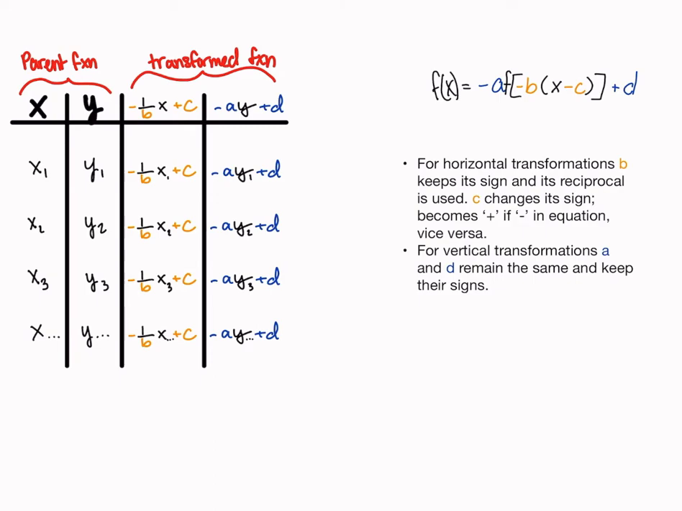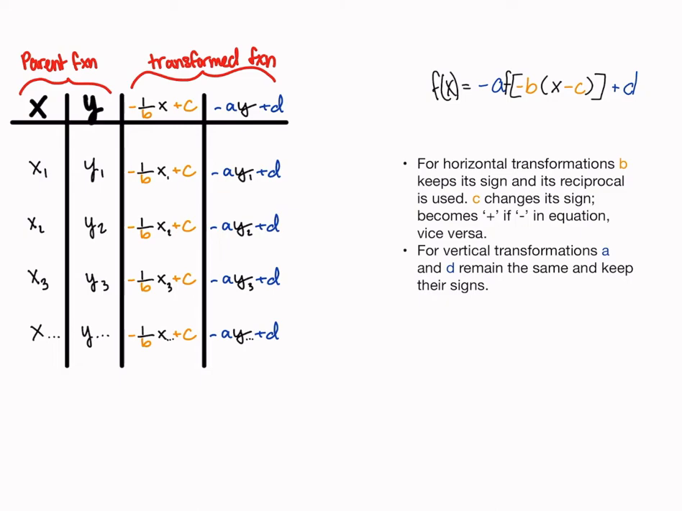Functions are made up of a series of points called coordinates. Each coordinate has an x and a y value. When you transform a function, you're transforming all the points in that function. So one way you can graph a transformed function is by transforming some of the coordinates of their parent function and graphing those. In my chart, I have x1, y1 as one coordinate of my parent function, x2, y2 as another, and so on and so forth.